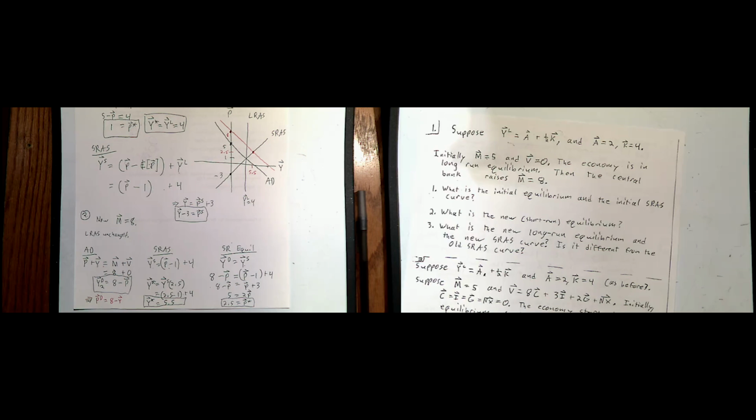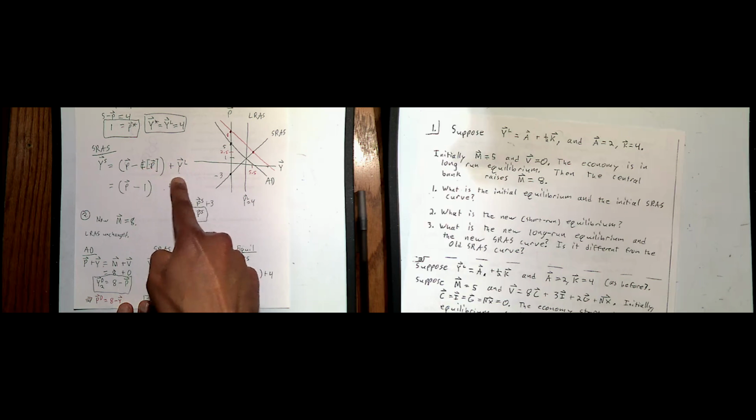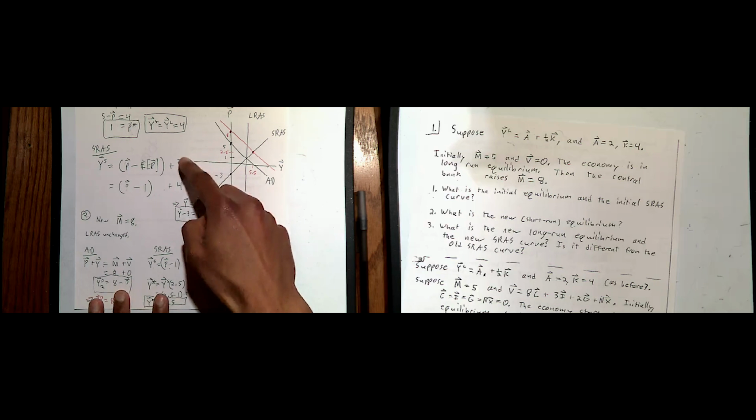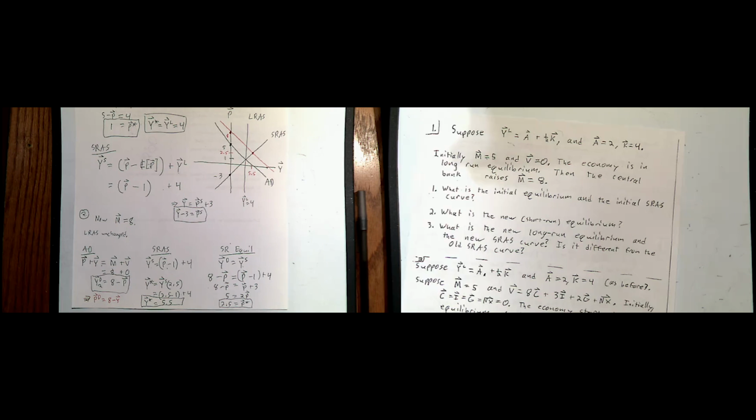So she asks, why is the SRAS curve the same? So remember, the SRAS curve consists of two pieces here. So we wrote it in general. It's the expectation of inflation and the long-run aggregate supply curve. Now, the long-run aggregate supply curve hasn't changed, right? So this part is going to stay the same. And we're in a short-run equilibrium. And so in the short run, expectations do not adjust. So this part is staying the same as well.